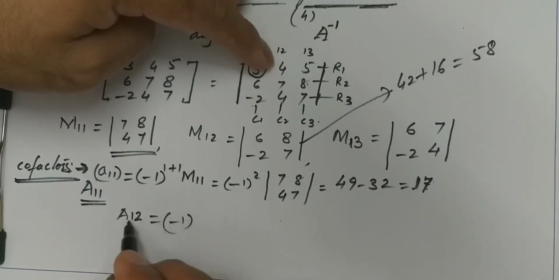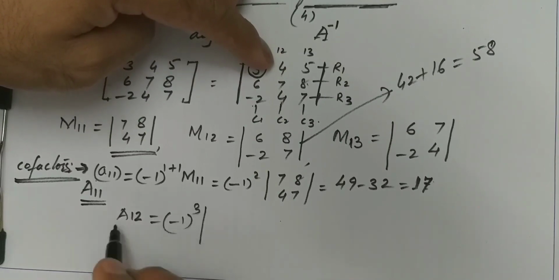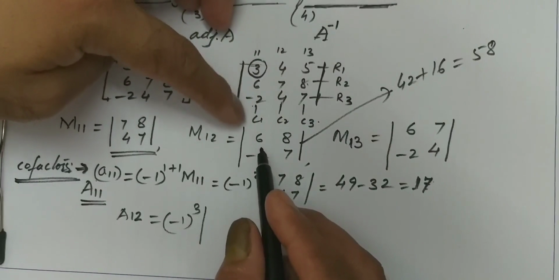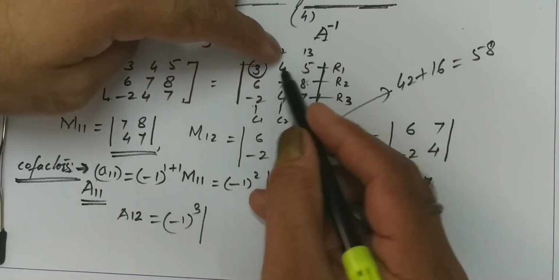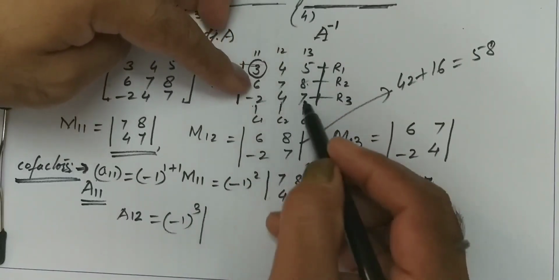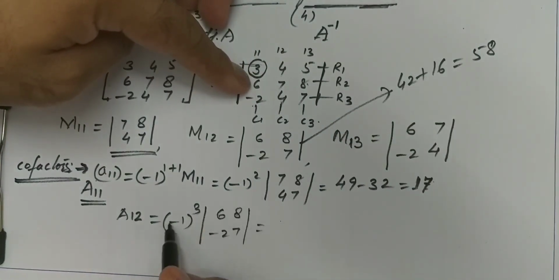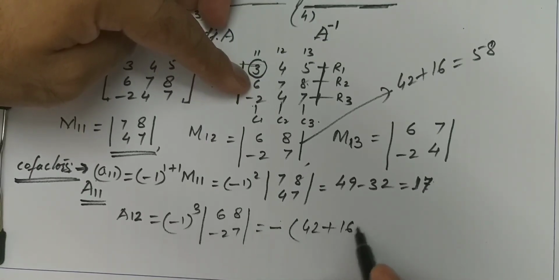Minus 1 to the power 1 plus 2, that is 3, and then it's the minor into minor 1 2, so that is again this 4 we are taking, so leaving this way 6 8 and minus 2 7, so 6 8 minus 2 7. Now this minus 1 to the power 3, so minus outside, 7 6 is 42 and then plus 8 twos are 16, so this is equal to minus 58.